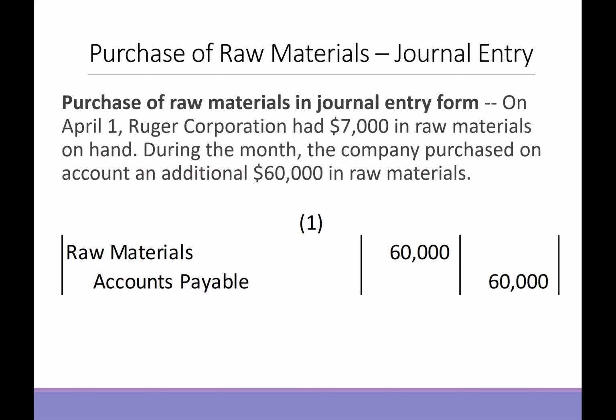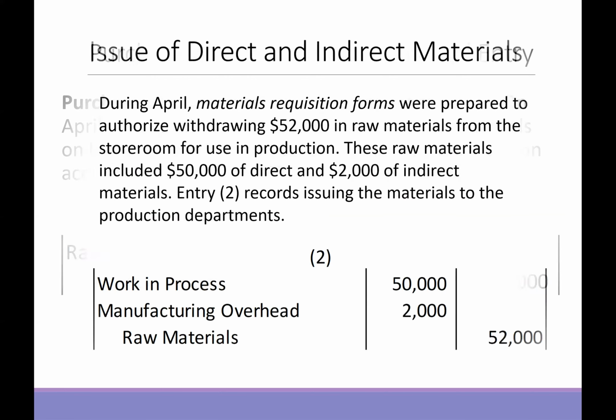Purchase of raw materials as we relate to within a journal entry format will show when we purchase them, we show a debit to raw materials and we credit accounts payable. Okay, so this is just showing the purchase of raw materials for the company. We'll debit our raw materials and we credit our payable.